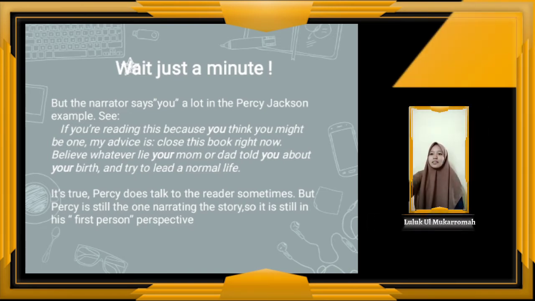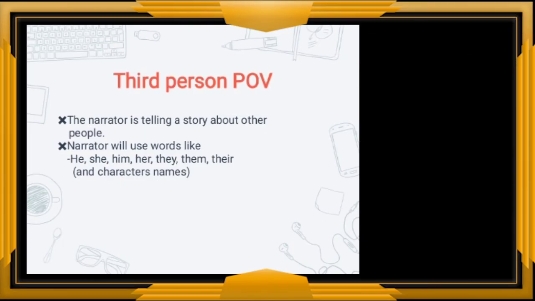But the narrator says you a lot in the Percy Jackson example. See, if you are reading this because you think you might be one, my advice is close this book right now. Believe whatever lie your mom or dad told you about your birth, and try to lead a normal life. Is it true? Percy does talk to the reader sometimes, but Percy is still the one narrating the story, so it is still in his first-person perspective.